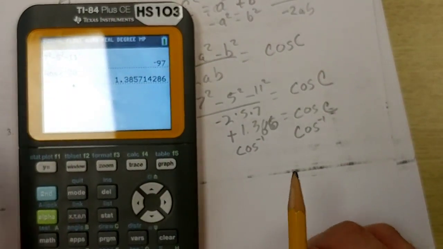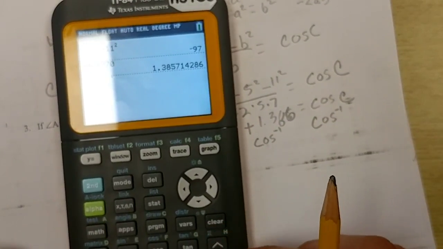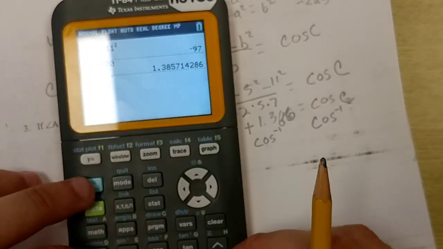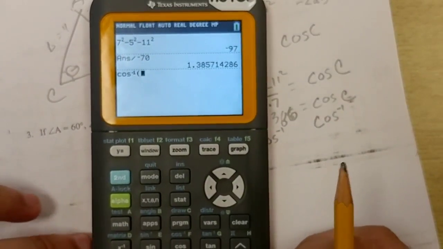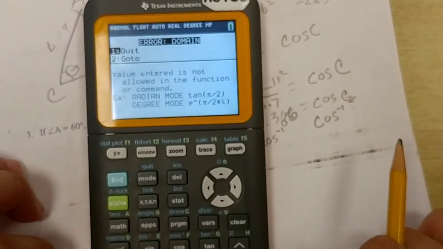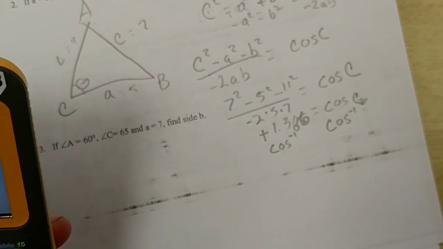If you saw that earlier in the video, I'm sorry if you got frustrated and you couldn't tell me. If you saw that, you're going to fix that by just doing second cosine again, second answer. Now I still got a domain error, so that's going to be even a bigger problem.